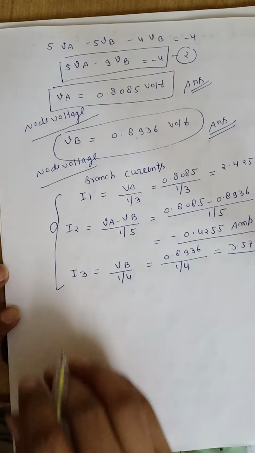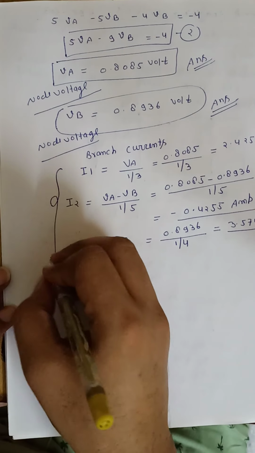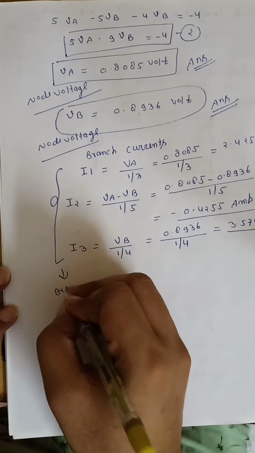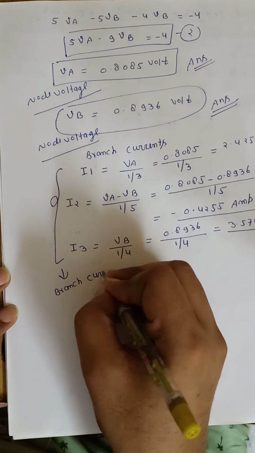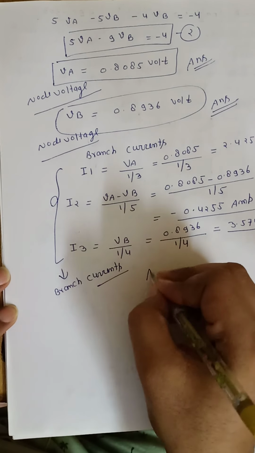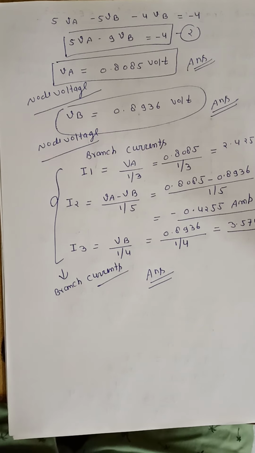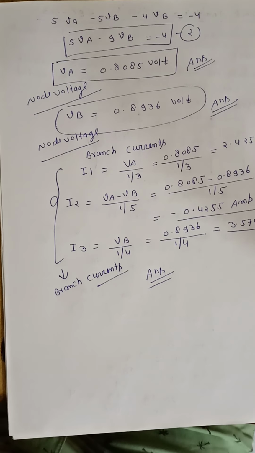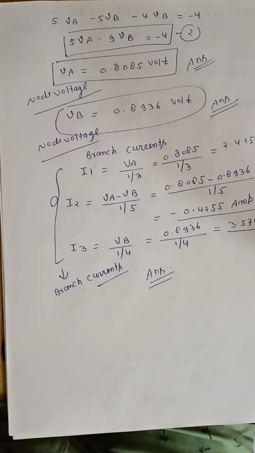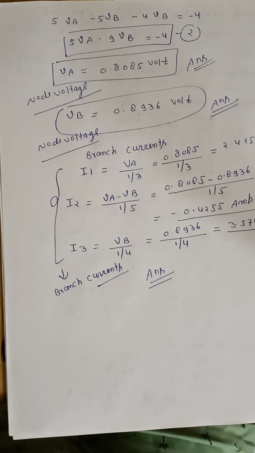So I1, I2, I3 define the branch currents. So we have the node voltages and branch currents for the given circuit according to nodal analysis. Because here we first calculate the node voltages, that's why we say we are calculating branch currents according to nodal analysis. Thank you.